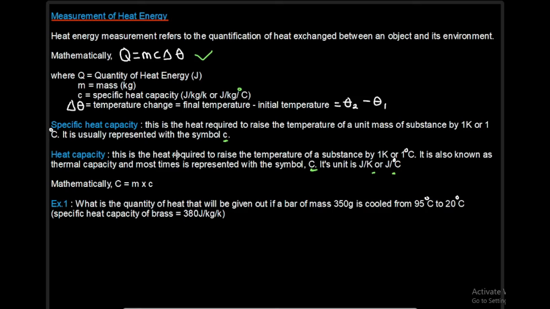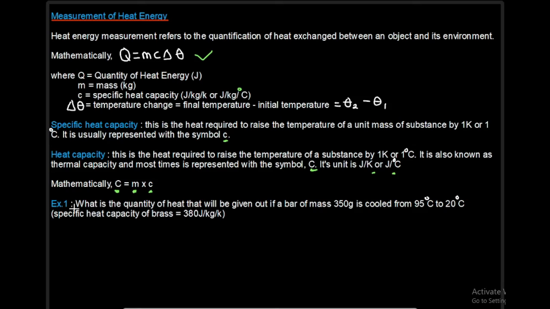Now, mathematically, heat capacity and specific heat capacity have a relationship: heat capacity is equal to the mass times specific heat capacity. The heat capacity of an object is equal to its mass multiplied by its specific heat capacity. So these are just the basic equations you need to know under measurement of quantity of heat energy. All right, so we are going to be taking an exercise now.